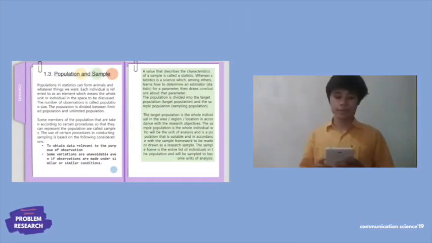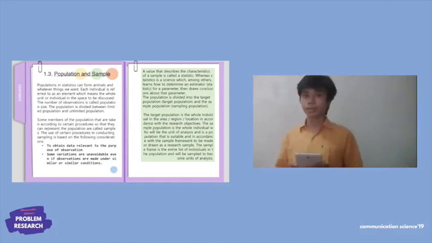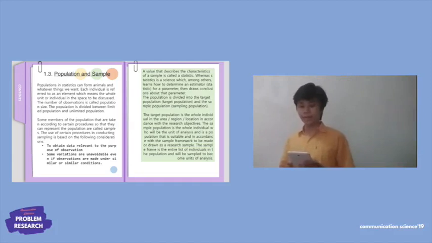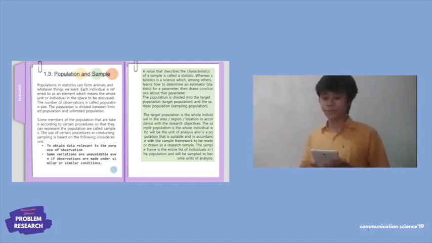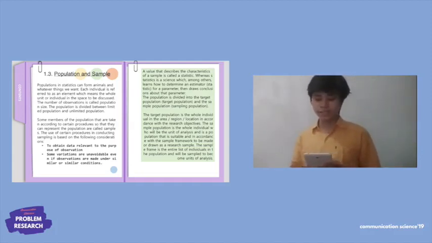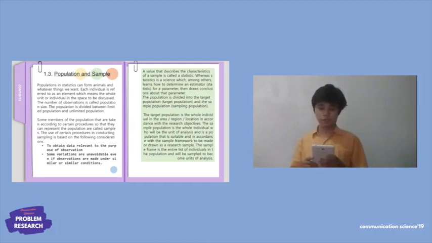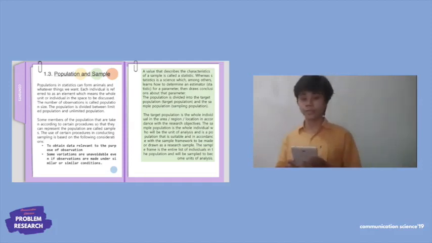I'm going to explain about population and sample in the Dell Gibson book. The population in statistics can be animals and whatever objects we pay attention to. Each individual is called an element of the population, which means the whole unit or individual in the scope of interest to be studied. The number of observations is called the population size. Population size is distinguished between limited populations and unlimited populations.